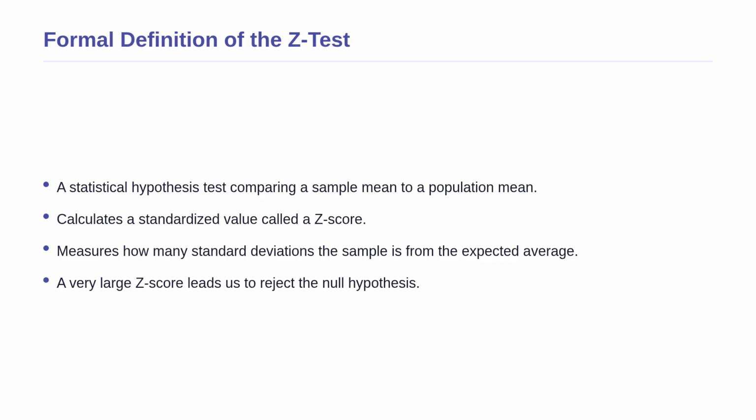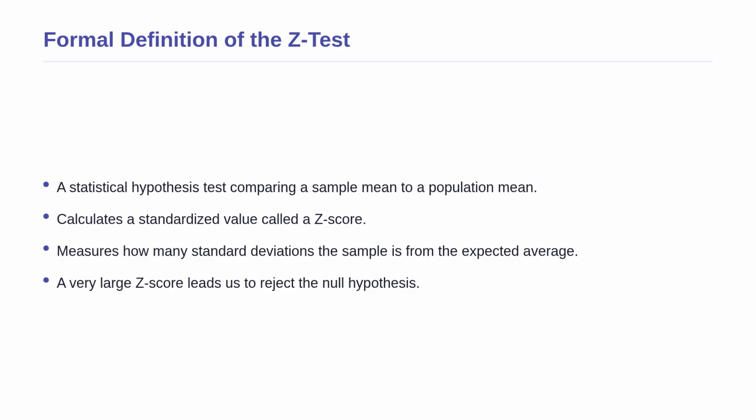Now that we understand the basic idea, let us look at the formal definition. In biostatistics, a z-test is a specific type of statistical hypothesis test used to determine whether the mean of a sample is significantly different from a known population mean. The test calculates a standardized value called a z-score. This score tells us exactly how many standard deviations our sample mean is away from the population mean.